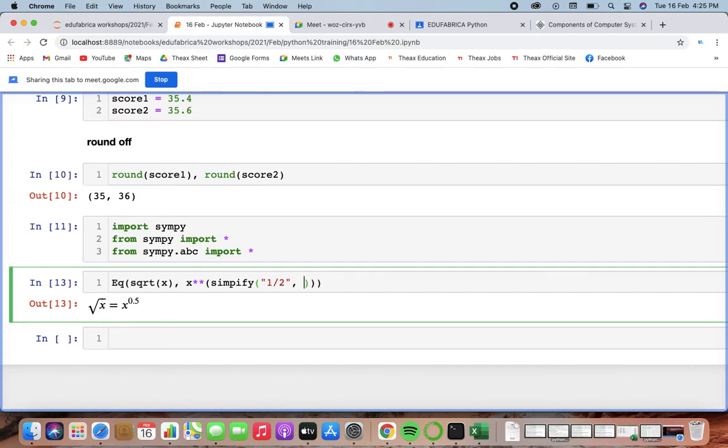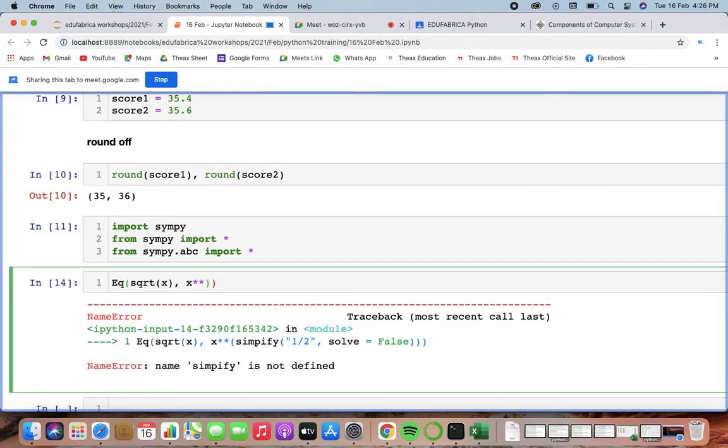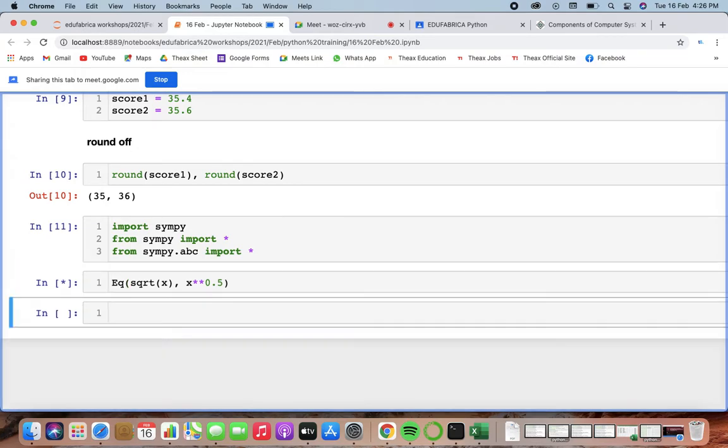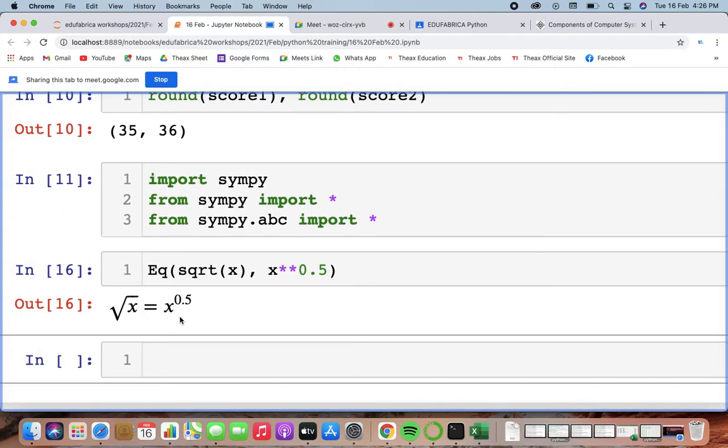What is that keyword? Simplify of solve equals to false. Simplify is not defined. All right, let's leave it. Just have a look over here: if I write even 0.5, that is fine, right? Invalid syntax is 3 power of 1. So under root of x is something like this, x to the power of 0.5 or 1 by 2, what we say. Yes or no?